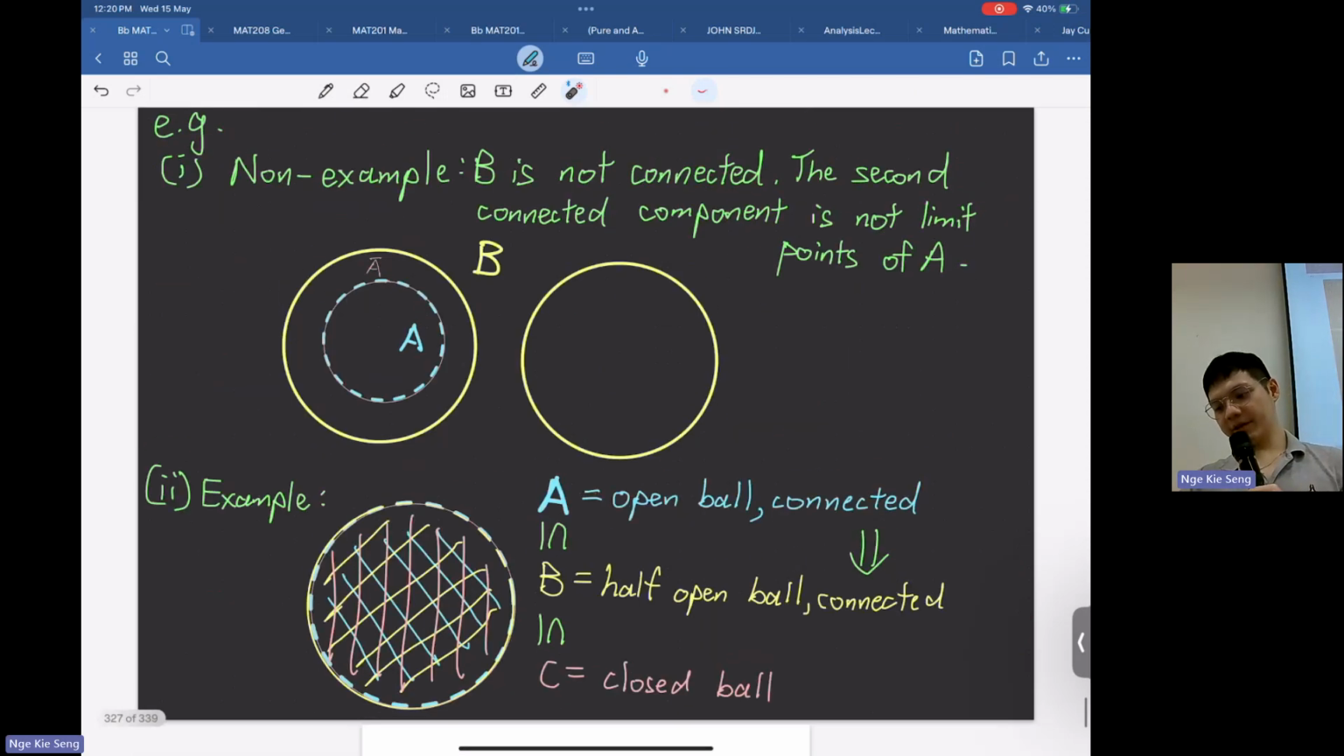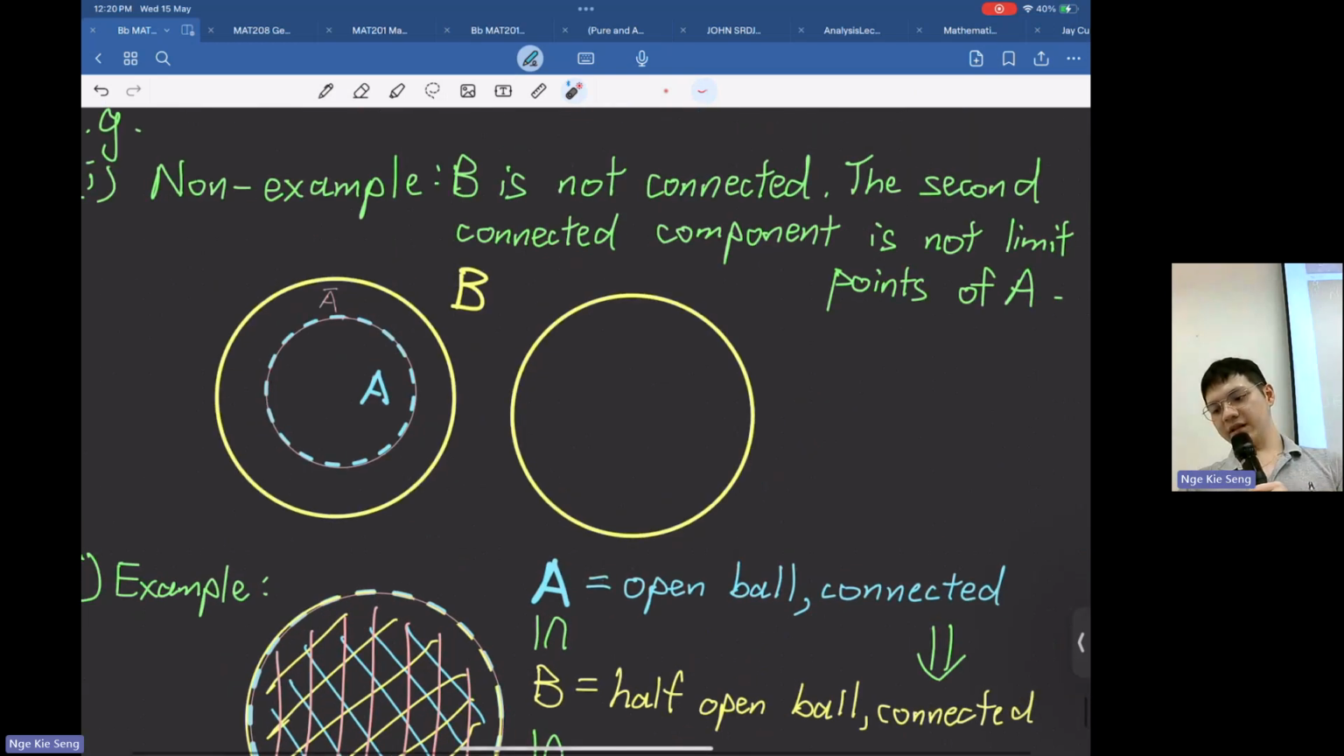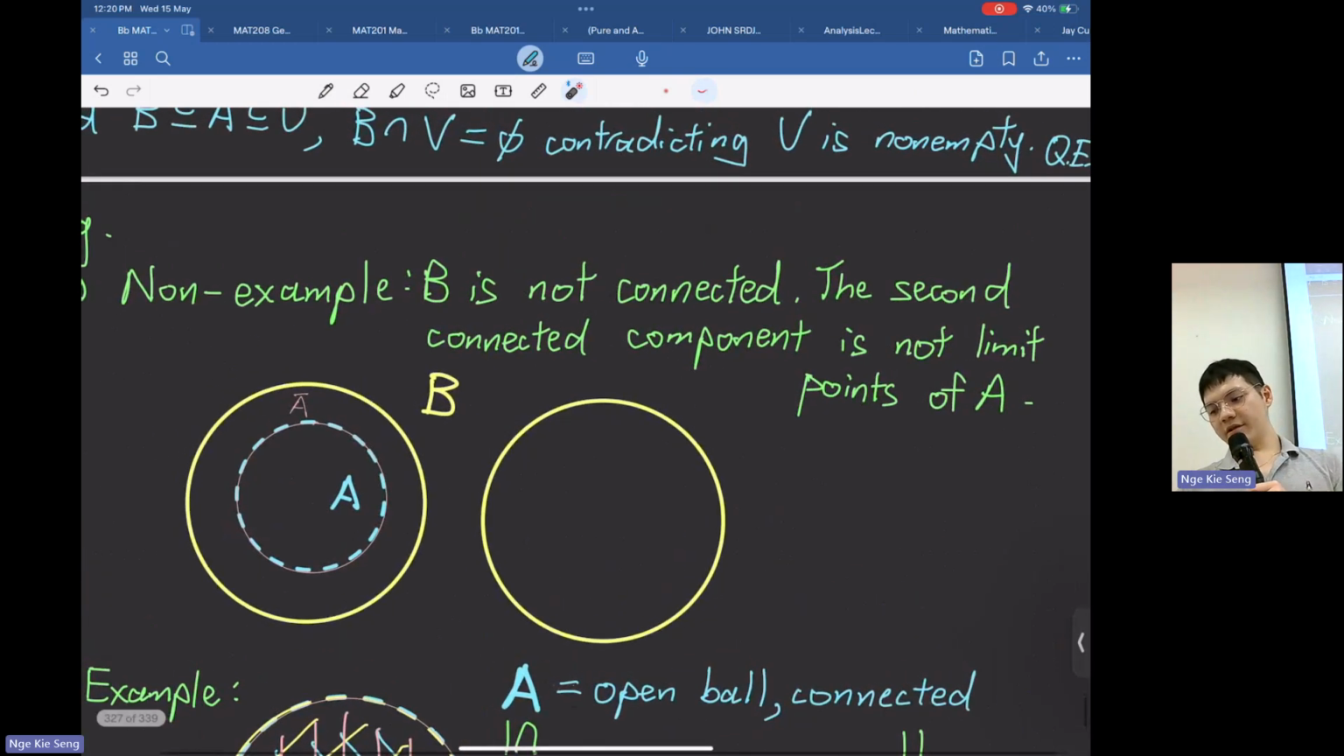Okay, let me give you an example here. There's a non-example here. Let's say your A is this open ball. So A bar is the closed ball. But let's say you add B such that B contains A bar, and this part is also B. I also add this part in. So somehow there are two connected components here. Of course, I was considering the R2 standard topology here.